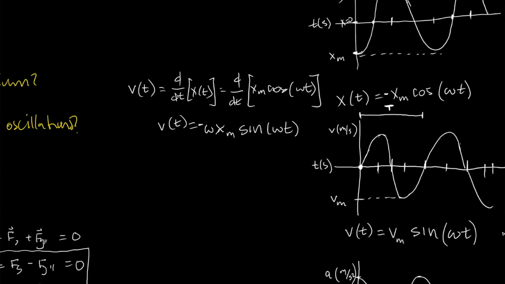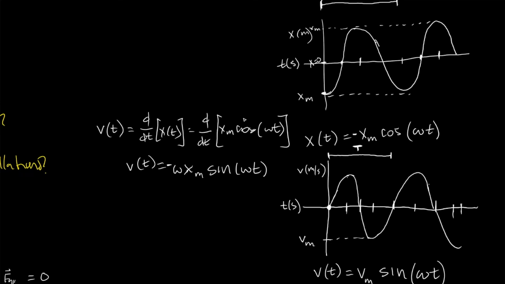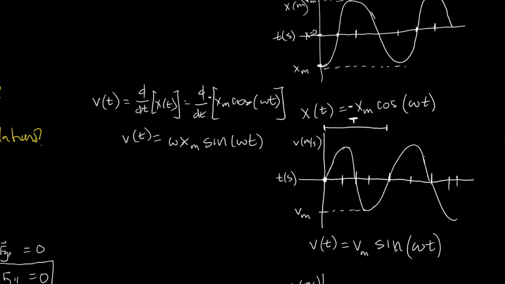And that looks something like this. We have negative, oops, this cosine was negative, and negative. So the negative of negative becomes positive. Now this looks just like this function. We have an amplitude times sine of omega t, which means Vm actually is equal to omega times our position amplitude.